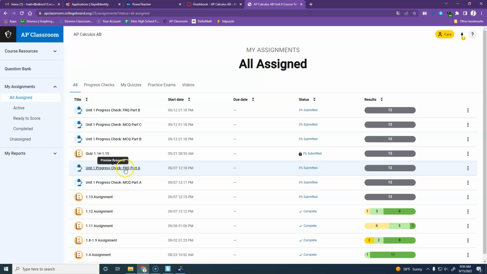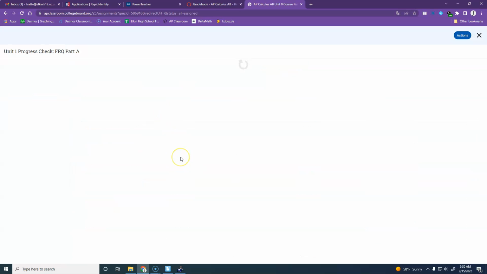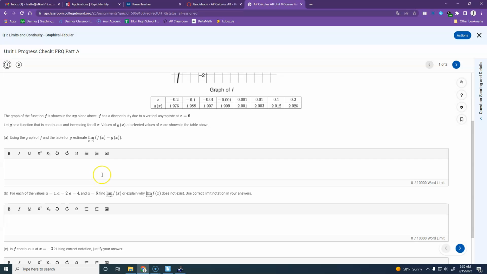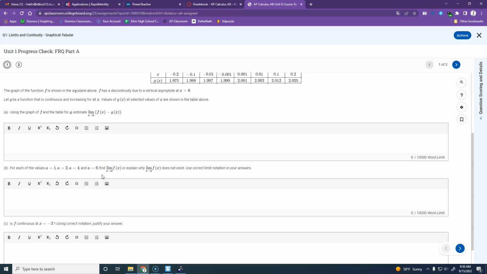So tomorrow your assignment will be to do the Unit 1 progress check, both the multiple choice and the free response. On the multiple choice, you're just going to do those in AP Classroom. You'll put your answers in. On the free response, it has one free response question. Let me make sure we can do all the parts of it, and make sure I don't need to tell you to hold off on one of the parts. We can do that.